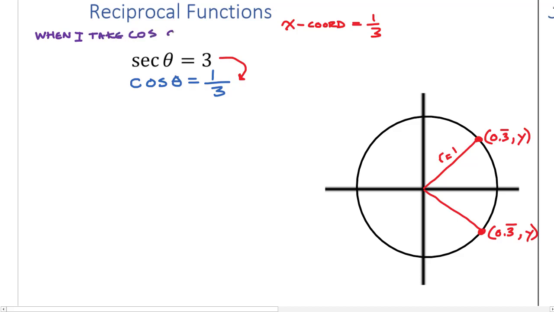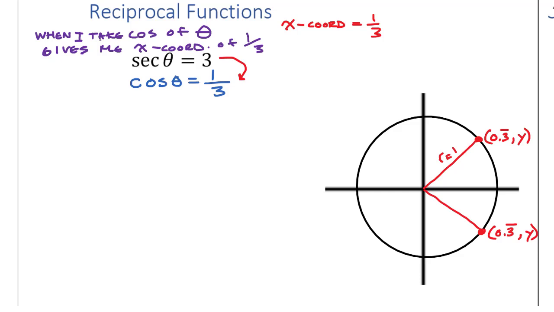of what angle? This is not the greatest English sentence. When I take cos of the mystery angle, theta, what angle is it that gives me an x-coordinate of 1/3? That's what this means, but that is terribly broken English. Sorry, it's been a long day. All right, so the idea is when I take the cos of this angle, it's going to give me an x-coordinate, because that's what cos means, of 1/3.